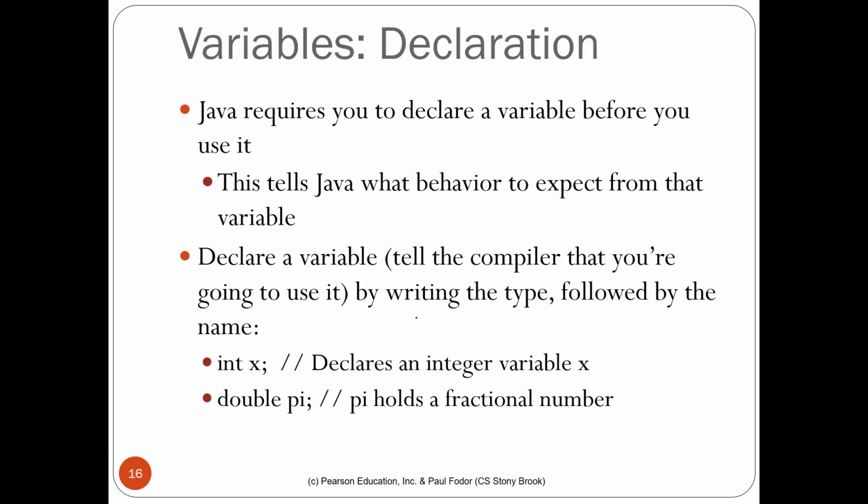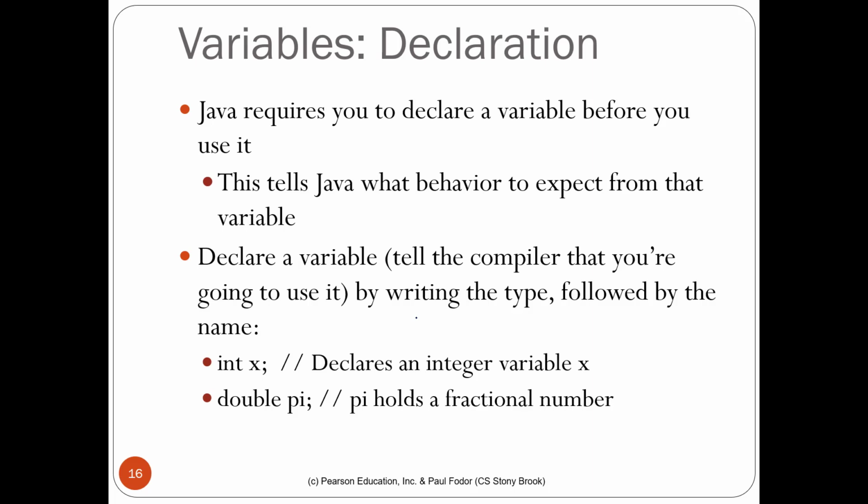Alright, now how do we declare the variables? In Java you need to declare your variables before you start using them. Now the question is, why should you declare? Because every data type that we have in Java is associated with some operations. So when you tell Java that this is an integer variable, then Java will figure out what the allowed operations are that you can perform on integer data.